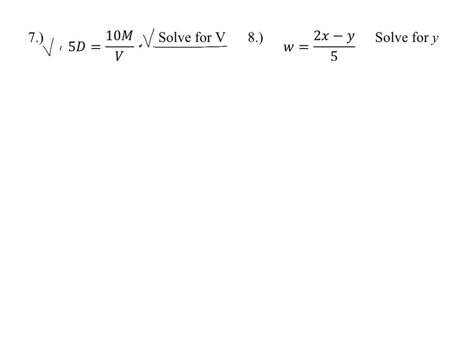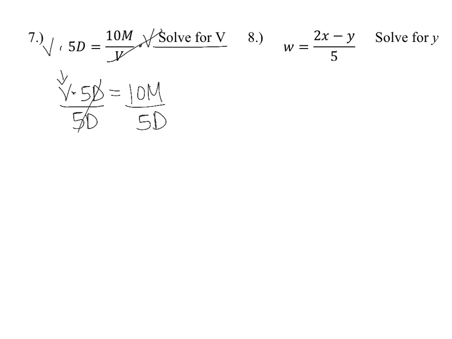So what I have is v times 5d equals 10m. And the v's will cancel out on the right-hand side. So now to get v alone, if you notice right here, v is being multiplied by 5d. Well, the opposite of multiplying something by 5d is to divide it by 5d. So we divide both sides by 5d.